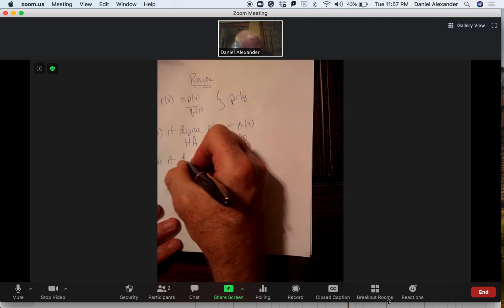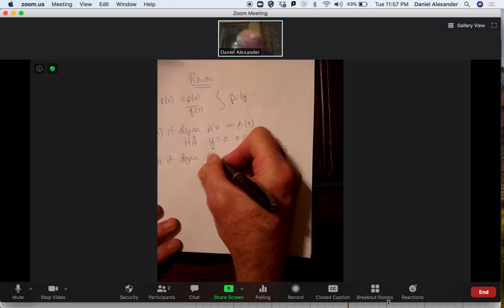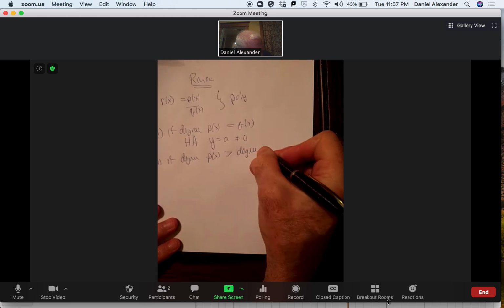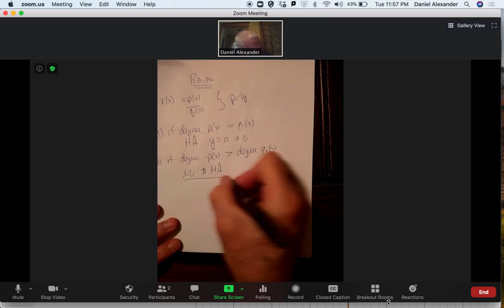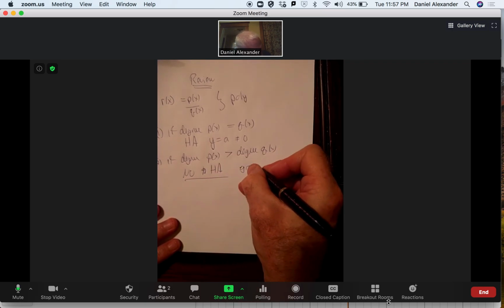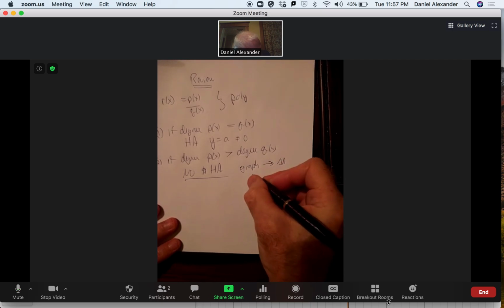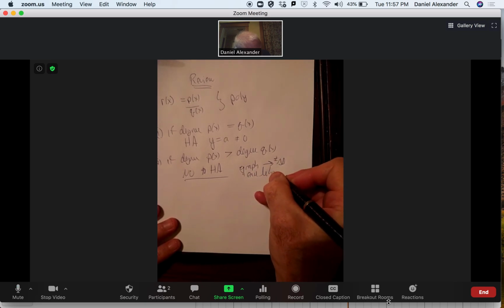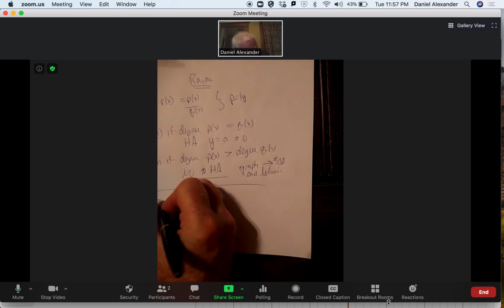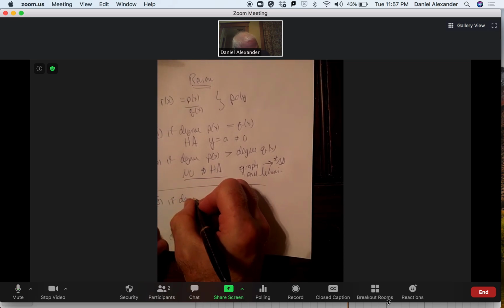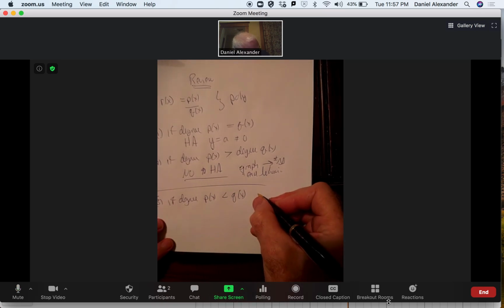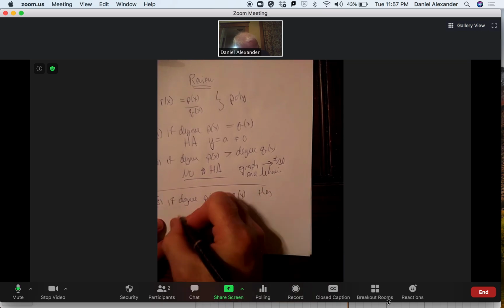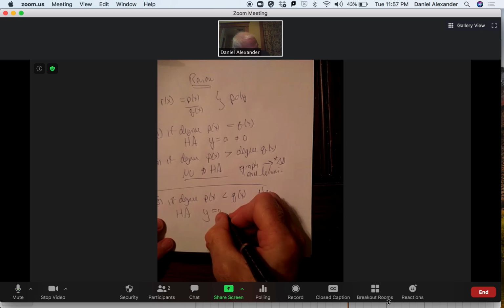If the degree of the top is bigger than the degree of the bottom, there is no horizontal asymptote. And the graph goes to infinity or minus infinity at the ends. Goes to either one. That's what the end behavior is. And finally, if the degree of the bottom is the big one, so the degree of the top is smaller than the degree of the bottom, then you have a horizontal asymptote at y equals 0, always.